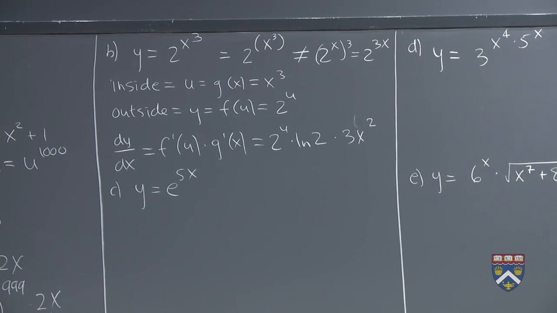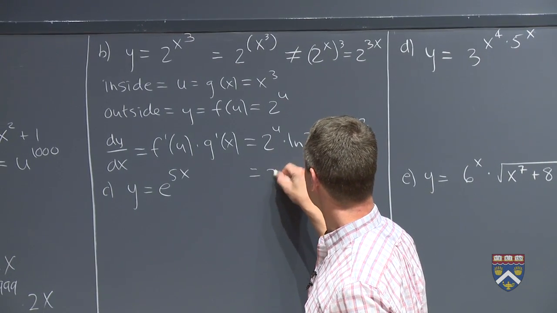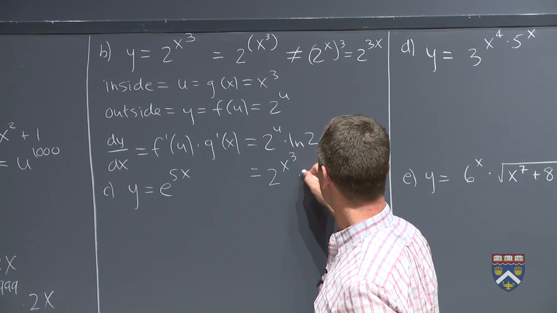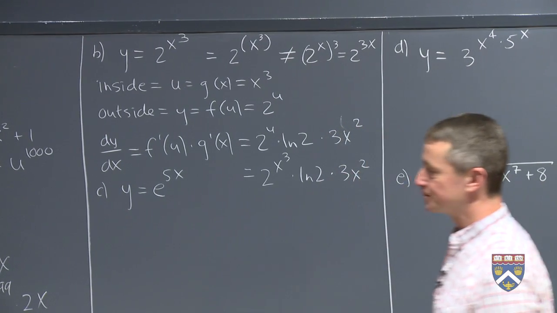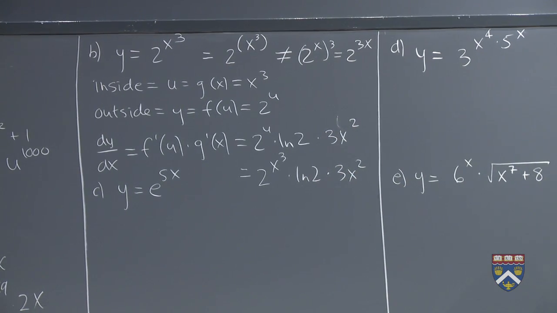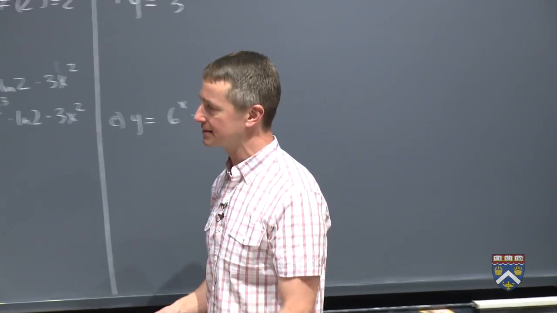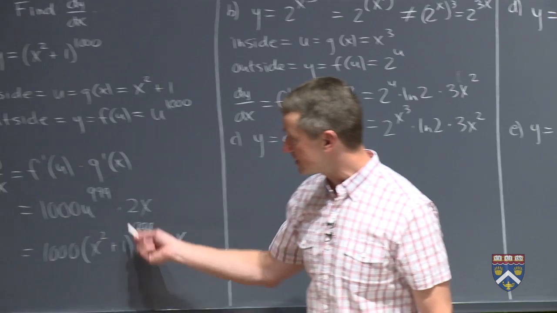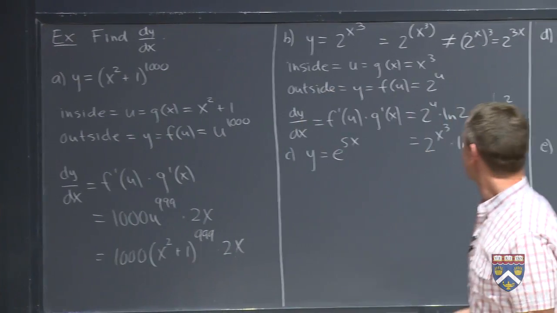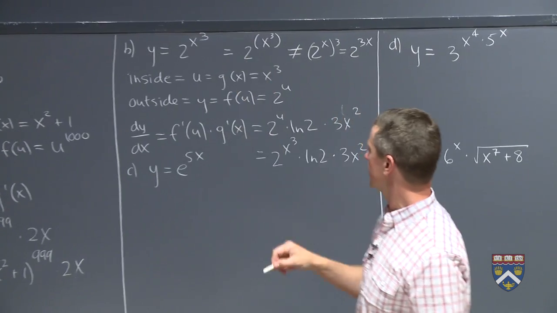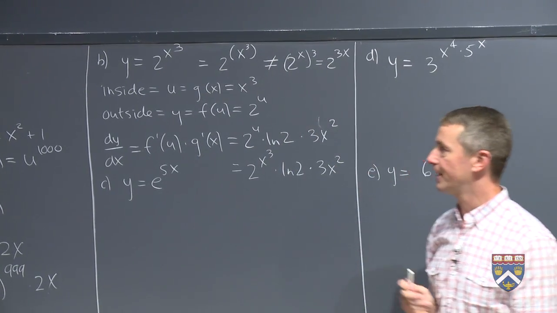3x squared. But again, we shouldn't leave a u in our answer, so we should rewrite this as 2 to the x cubed ln 2 times 3x squared. So just a reminder that in both of these cases, as we talked about before we started doing any of these examples, the inside function doesn't change. The x squared plus 1 is inside here. It's still inside here. The x cubed was the inside function here. It's still the inside function here. We didn't try to put the derivative inside there.